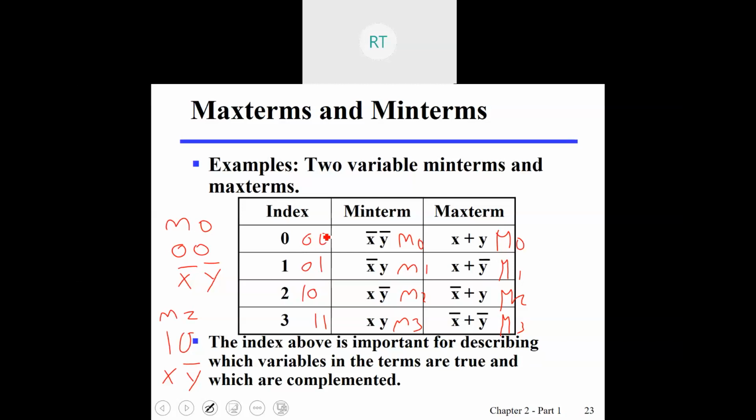Max terms is also 0, 0. But in max terms, it's the complement of it. So it must be having a 1 and a 1, when you're complementing it, okay? So this is the 0, 0. And this is for the 0, 1. Okay, this is the 1, 0. And this is the 1, 1. You need to know in max term, when you have a 1, 1, it is actually X bar or Y bar. Okay? Because this is the max term. It's the complement of the min term.